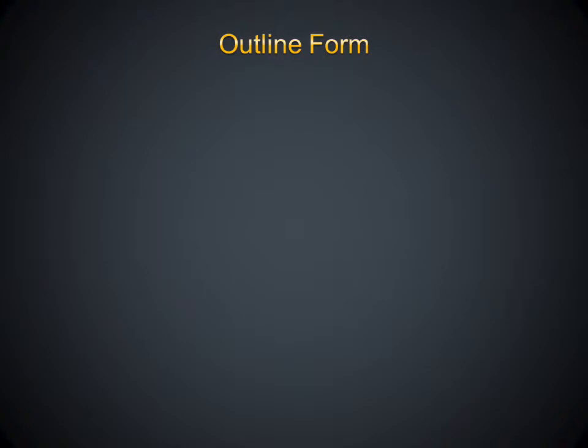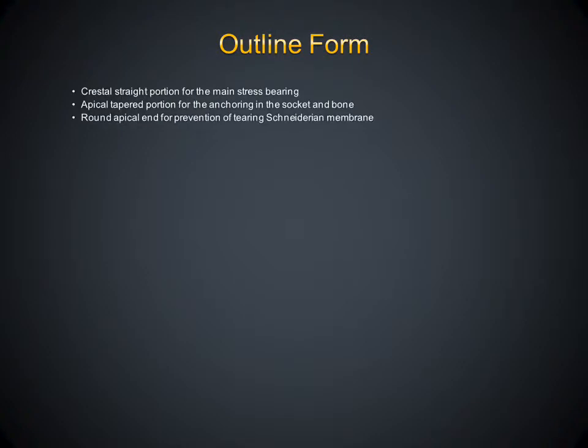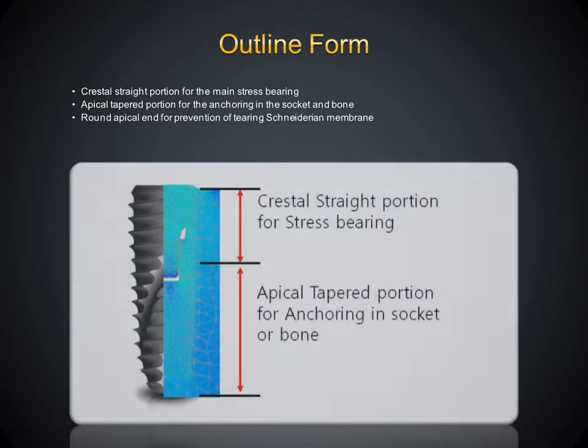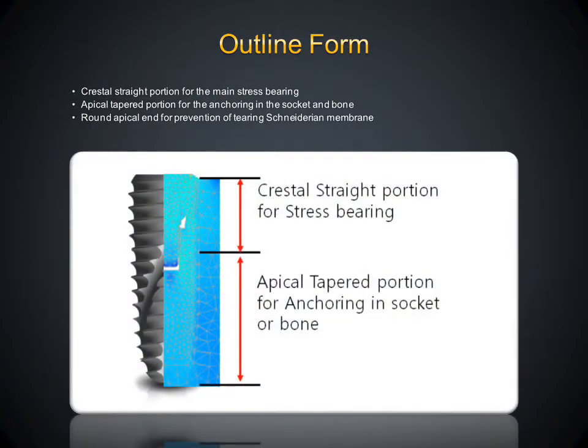INNO implant system's outline form is composed of the Crestal straight portion for the main stress bearing, the apical tapered portion for the anchoring in the socket and bone, and the round apical end for prevention of tearing the Schneiderian membrane in the sinus.